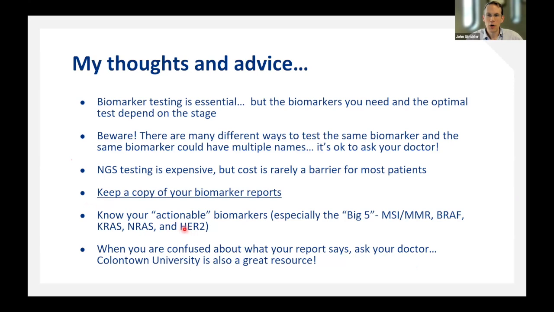And then I would say know your actionable biomarkers, which I am calling the big five. And this is really for metastatic disease. The big five: microsatellite instability, mismatch repair, BRAF V600E, KRAS, NRAS, and HER2. Those are the big five. That's what I'm honing in on in these reports. And when you're confused about what a report says, ask your doctor, ask your nurse, and use the amazing resources here at COLONTOWN. All right, we ready?